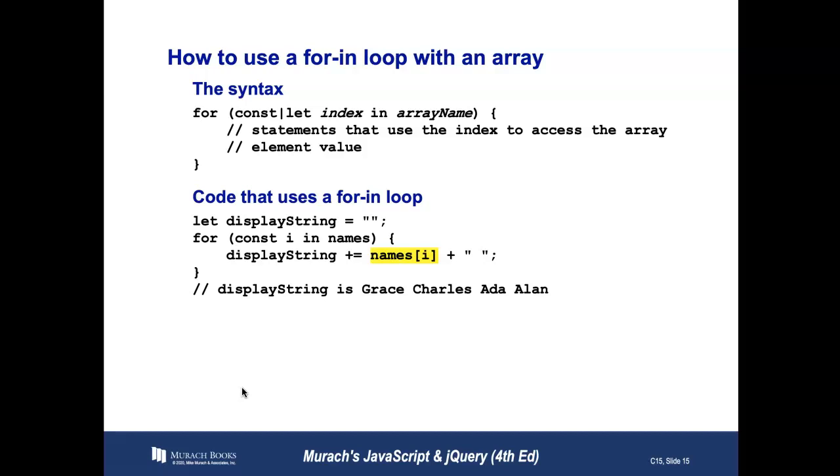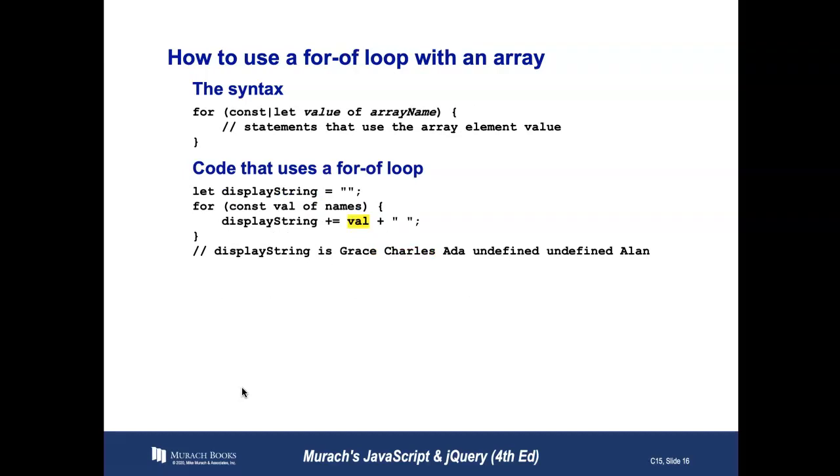So there's an example. Let displayString equal empty. We're again declaring the variable displayString to be an empty string. And for the constant i in names, we can add to the displayString and use plus equals names[i] plus empty. And in this case, it would be Grace, Charles, Ada, and Alan. Now notice the undefined values did not get displayed. So the for in loop will ignore the indices that don't have a value inside that array.